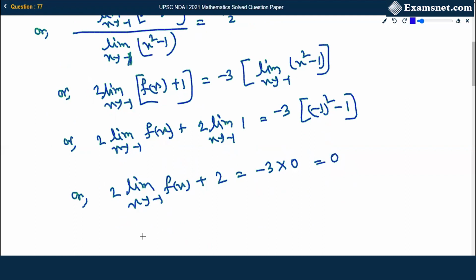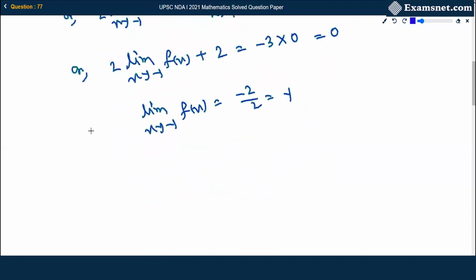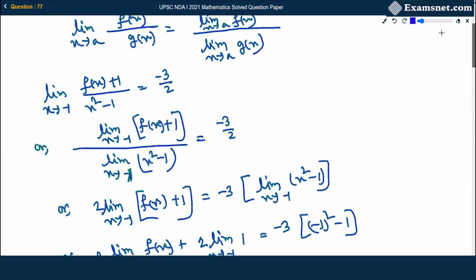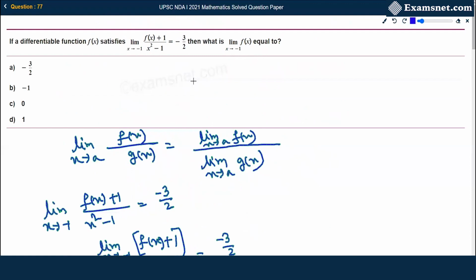So it becomes 0. Next, limit as x tends to -1 of f of x equals minus 2 by 2, which gives us the value minus 1. So yes, limit as x tends to -1 of f of x equals -1. This is what we are required to find. Option B is the correct answer.